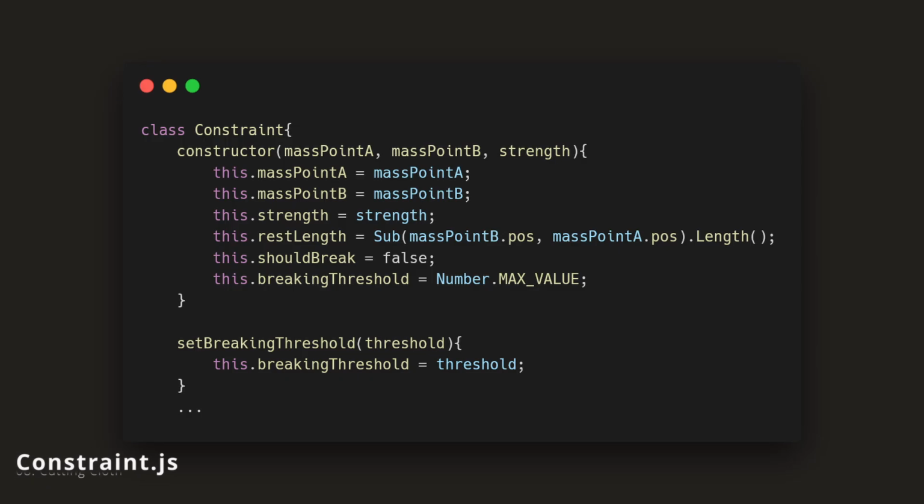We have two new properties. One is shouldBreak. This is a flag that gets set to true when the constraint has been stretched beyond its limit. And then we have breakingThreshold. This is how far past the rest length the constraint can stretch before breaking. We default it to Number.MAX_VALUE, so constraints don't break unless we explicitly set a threshold.